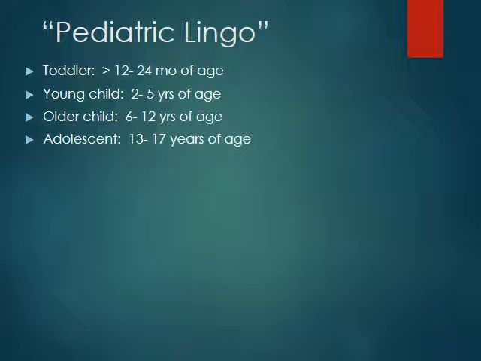Toddlers will be anywhere from 1 to 2 years of age, young child 2 to 5, older children 6 to 12, and then adolescents would be 13 to 17. Again, as patients get older, bigger and more mature, especially in the adolescent stages, a lot of times the drug dosing will go back to being more consistent with adult practice. But certainly in the younger ages, we'll be looking at things like their gestational age or their postnatal age in order to come up with specific dosing, usually based on organ function.